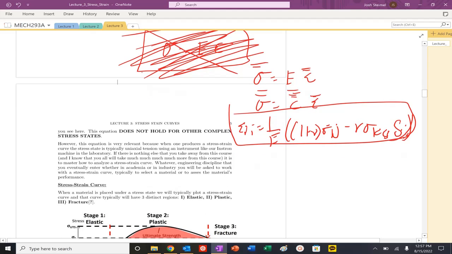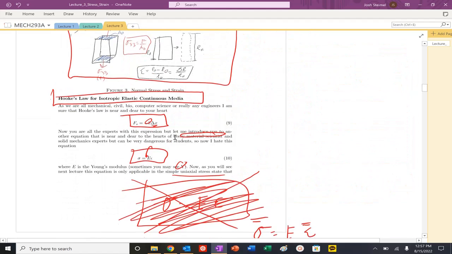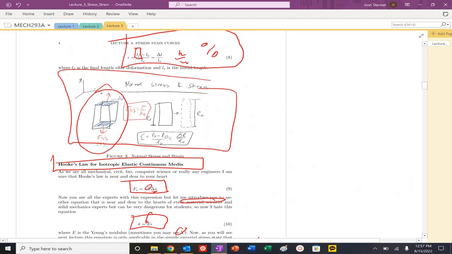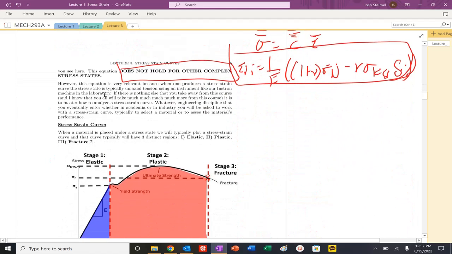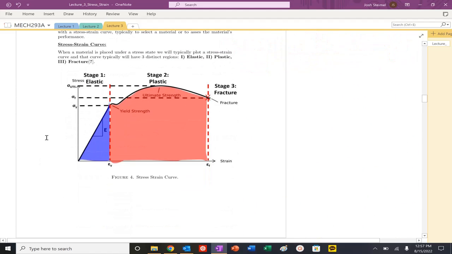This does not hold for complex stress states. Don't use this equation. We'll be using and developing our own methodology. But again, it is useful because when you take a stress-strain curve, we are going to be using simple uniaxial stress. Simple uniaxial stress is just this, where I only have one component of stress being applied and it's normal. All right, next time we'll get into stress-strain curves and talk all about those. So see you next video.